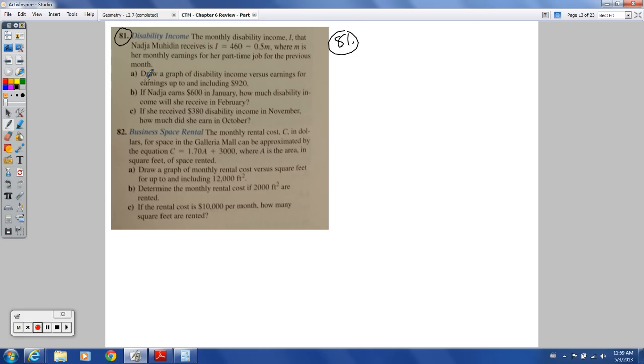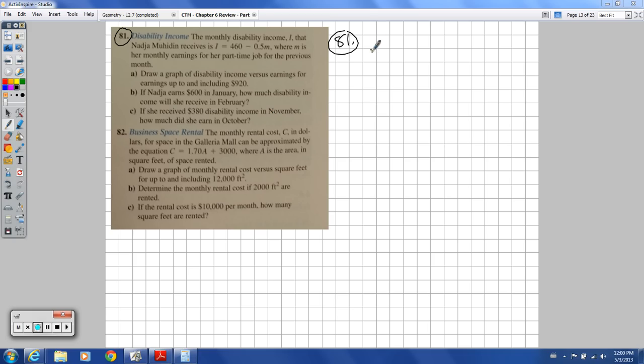So let's draw a graph of disability income versus earnings for earnings up to and including $920. So I think a good idea, of course, is to have a grid here. Graph paper makes it a lot easier, but also make an XY table or use slope-intercept form, either way, to help us graph this. So with the graph for part A, I'm not going to have to talk about negative income here at all. This is going to be your earnings. We're not going to be making negative money in a month. So I'm just going to include the positive part of this graph here.